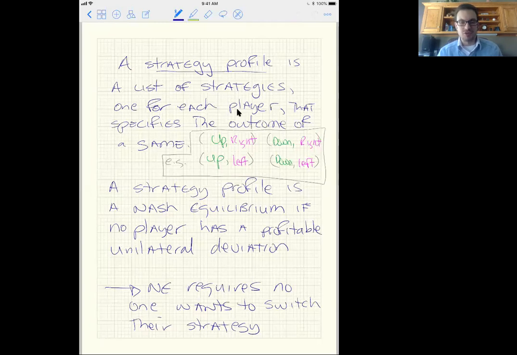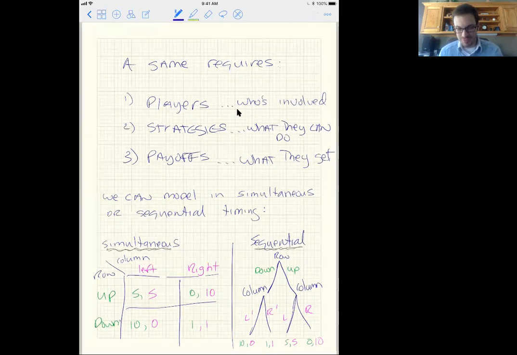So first I have to define a strategy profile. A strategy profile is a list of strategies, one from each player, that's going to specify the outcome of a game. So in this game, one such strategy profile would be up, right. It's one strategy from each player, and it's going to specify a particular outcome of the game. In particular, the top right cell in my matrix, right? So here are my other strategy profiles. Each of these games has a number of strategy profiles.